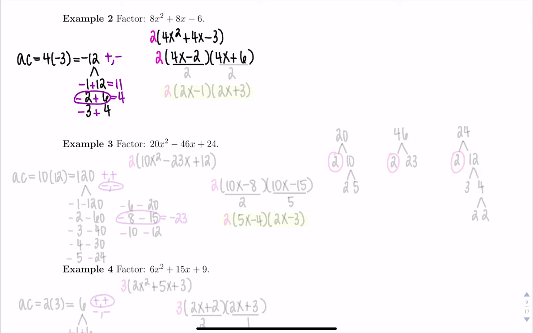The last step is to divide whatever they have in common. So in the first one, they have a 2 in common, and in the second one, they also have a 2 in common. And so our final answer is 2 times 2x minus 1 times 2x plus 3.